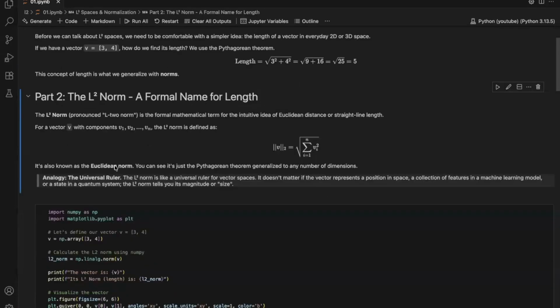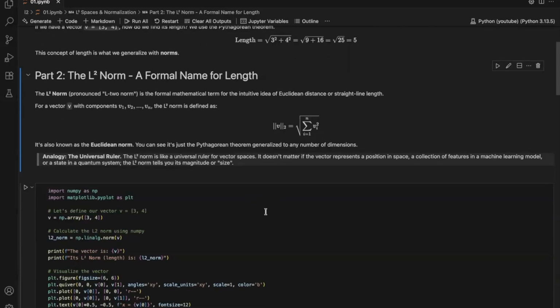The L-square norm, also pronounced as the L2 norm, denoted by a double modulus on v subscript 2, is the formal mathematical generalization of this Euclidean distance. For a vector v in an n-dimensional space, the L2 norm is defined as the square root of the sum of its squared components. It provides a universal metric for quantifying the magnitude or size of a vector, irrespective of the vector's application, be it in physics, data science, or engineering. It is also known as the Euclidean norm. You can see that it is just the Pythagoras theorem generalized to any number of dimensions.